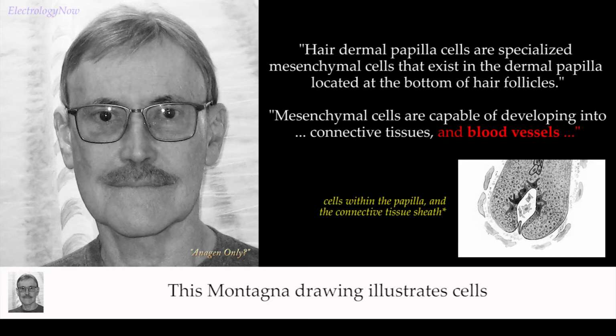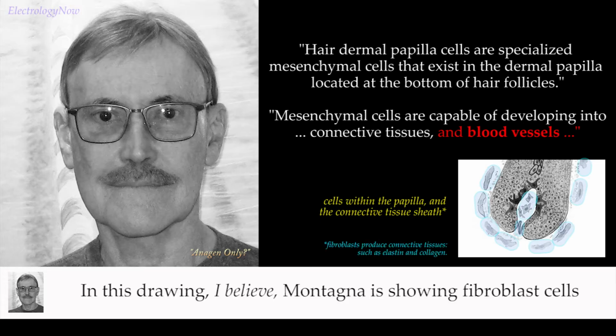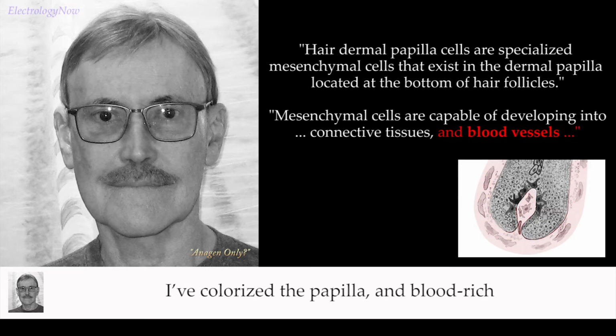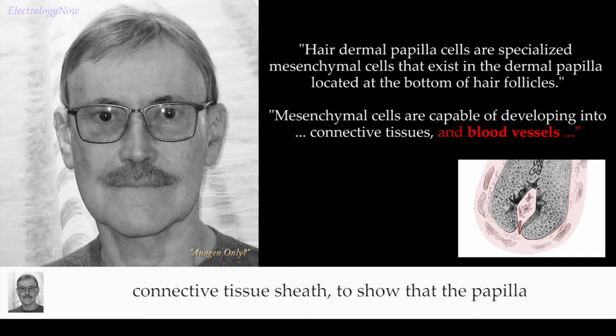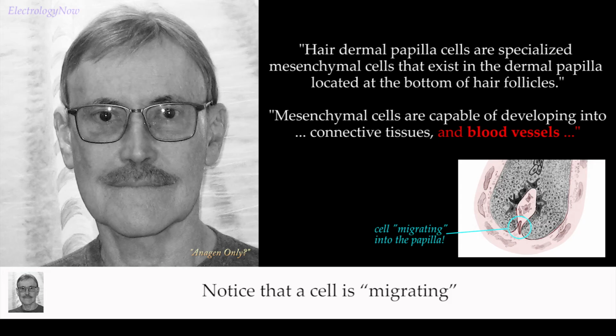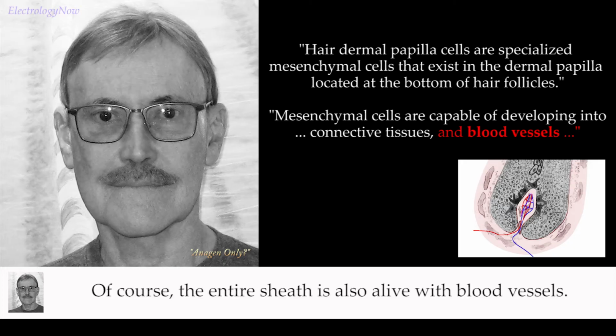Mesenchymal cells are capable of developing into connective tissues and blood vessels. This Montaigne drawing illustrates cells within the papilla and the connective tissue sheath. In this drawing, I believe Montaigne is showing fibroblast cells in the connective tissue sheath. I've colorized the papilla and blood-rich connective tissue sheath to show that the papilla and connective tissue sheath are essentially the same structure. Notice that a cell is migrating into the papilla. Montaigne's drawing does not include the capillary loop in the papilla, so I've drawn it in. Of course, the entire sheath is also alive with blood vessels.